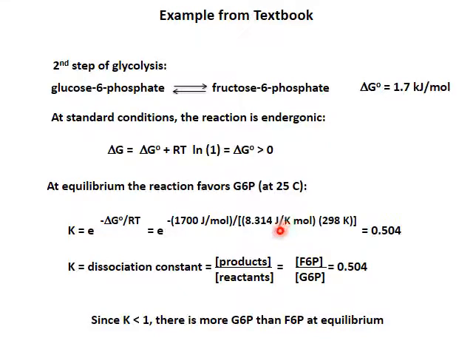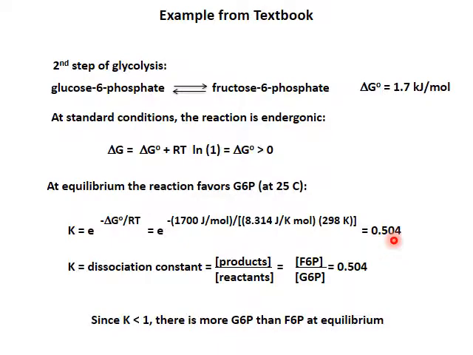The book may like to show an example where it turns anything into joules. Doesn't matter, just make sure your units cancel so that this exponent is unitless. Don't forget the negative sign here. So if your delta G is negative here, a negative is a positive. In this case, this is positive, so this exponent will be negative. When you do the calculation, you end up with 0.504. In this case, 0.5.